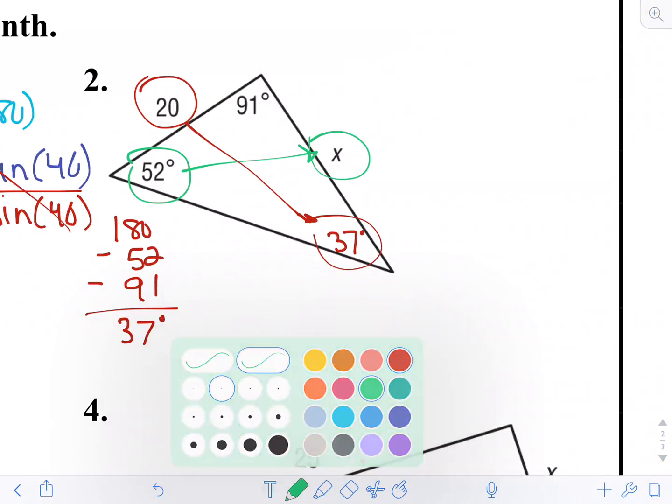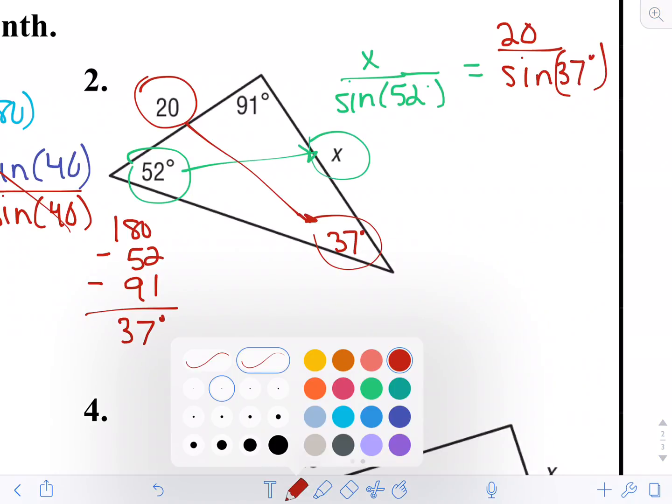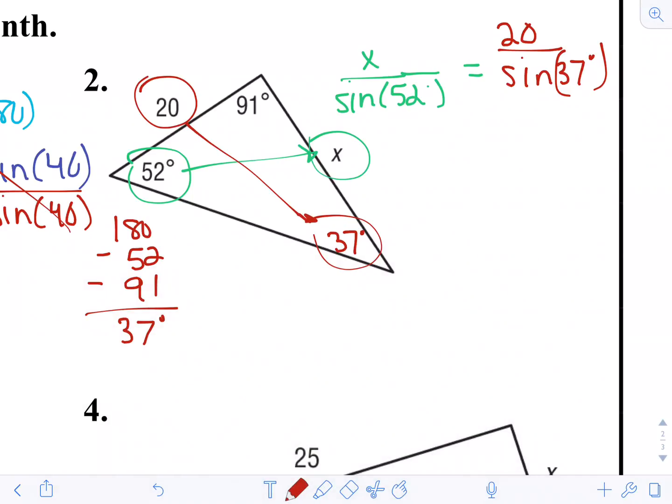So now I can go ahead and do my proportion. So we have the length of x over the sine of 52 is equal to my length of 20 over the sine of 37. And now we're going to go ahead and cross multiply. So we're going to get x times the sine of 37 degrees is equal to 20 times the sine of 52 degrees.